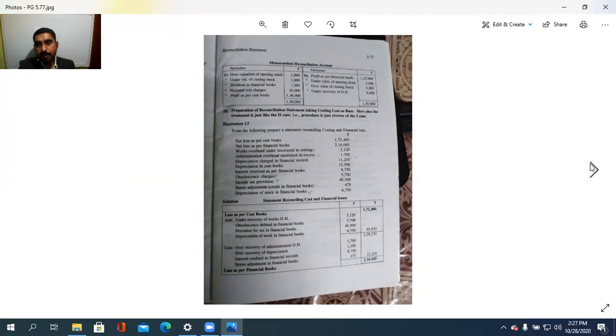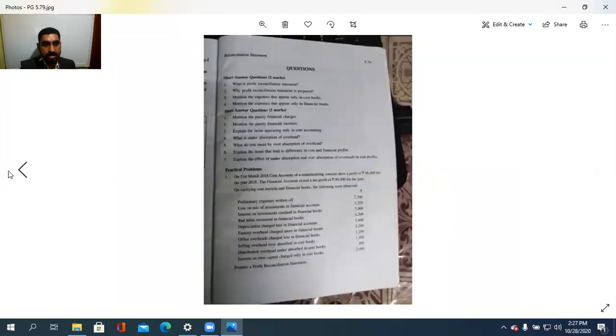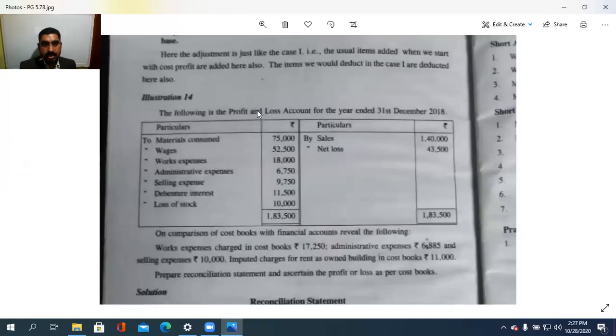We will reach the loss as per cost books. Okay, so we will see how it is. Following is the profit and loss account for the year ended 31st December 2018. Materials consumed 75,000, wages 52,500, work expenses 18,000, administrative expenses 6,750, selling expenses 9,750, debenture interest 11,500, loss of stock 10,000, and sales and net loss is there. So net loss as per P&L, so it is financial books, 43,500. From this we are reaching the net loss as per cost books.